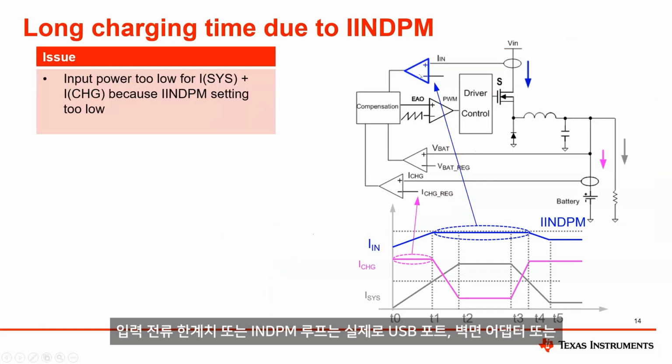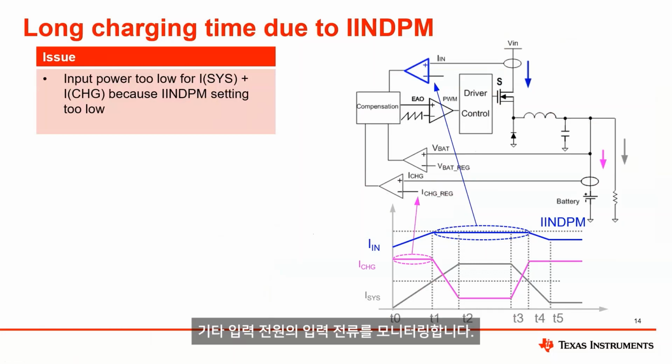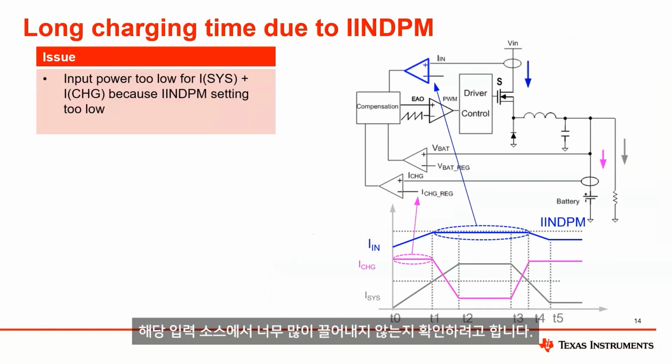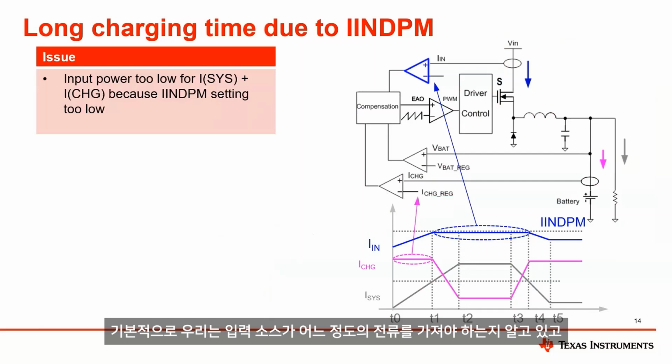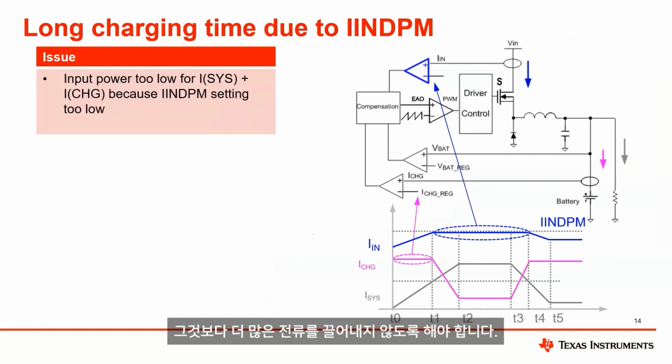Well, the input current limit, or INDPM loop, actually monitors the input current from your input power source, whether that be a USB port, a wall adapter, or whatever. And we want to monitor it and compare it against a preset value to make sure that we aren't pulling too much out of that input source. So basically, we know how much current that input source is supposed to have, and we want to make sure that we don't pull more than that out of it.